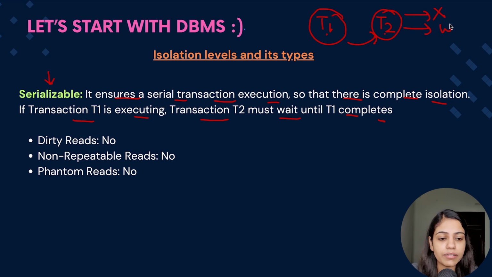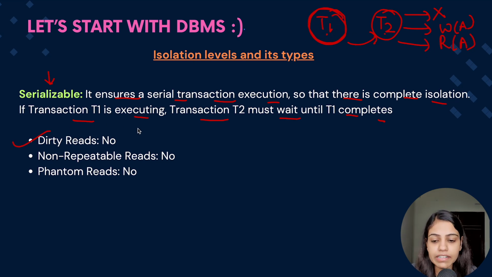It can't read some particular value or modify it because again T1 is in progress. So there won't be any dirty reads, because there are no read-write or write-read anomalies, since T1 needs to be completed before T2 gets started. There is no non-repeatable read because T2 has to wait for T1 to complete and only then can it perform any read operation. Phantom read will also not happen because T2 can't insert any new row until T1 is completed. So T1 should be completed for T2 to start.